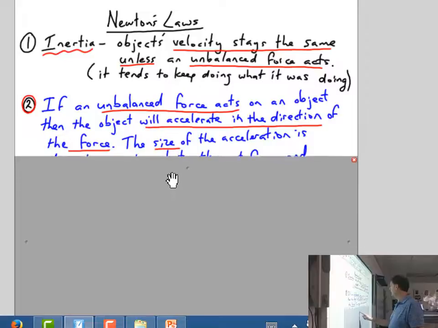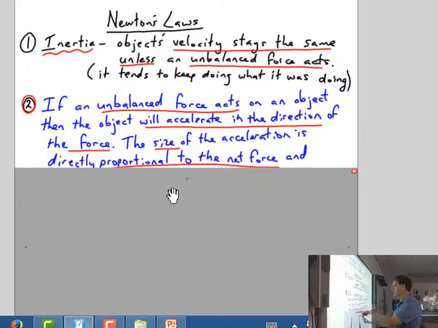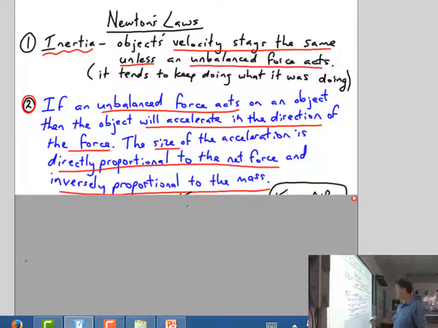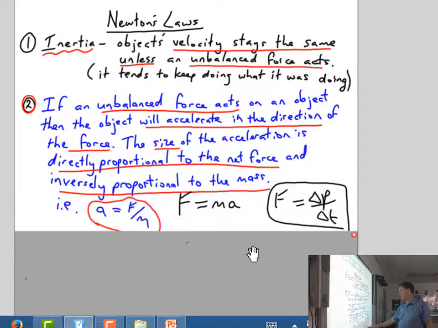And the size of the acceleration depends on the force. It's directly proportional to the net force, and inversely proportional to the mass. So a bigger force gives you a bigger acceleration, and a bigger mass gives you a smaller acceleration. And you can use that as F equals ma or a equals F over m. We will look at one as F equals change in momentum over time, as well as another way of working that out in this topic.